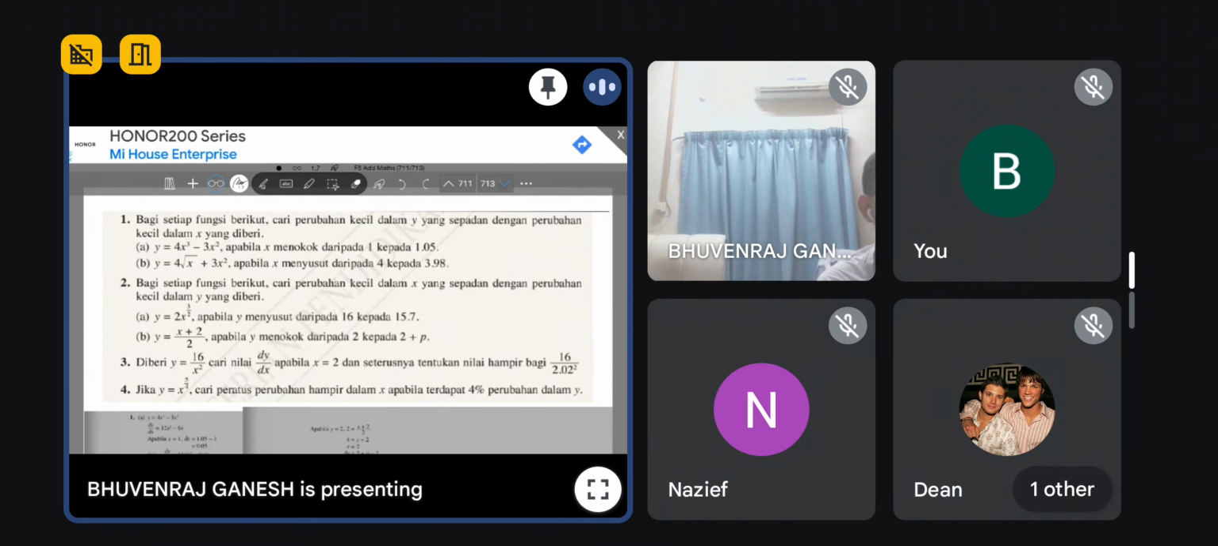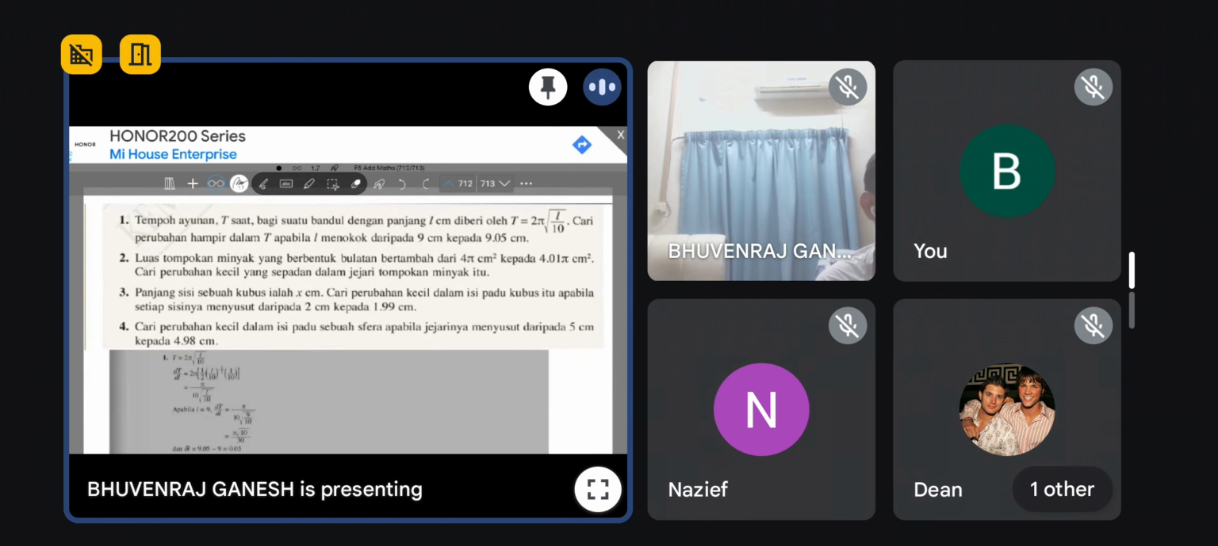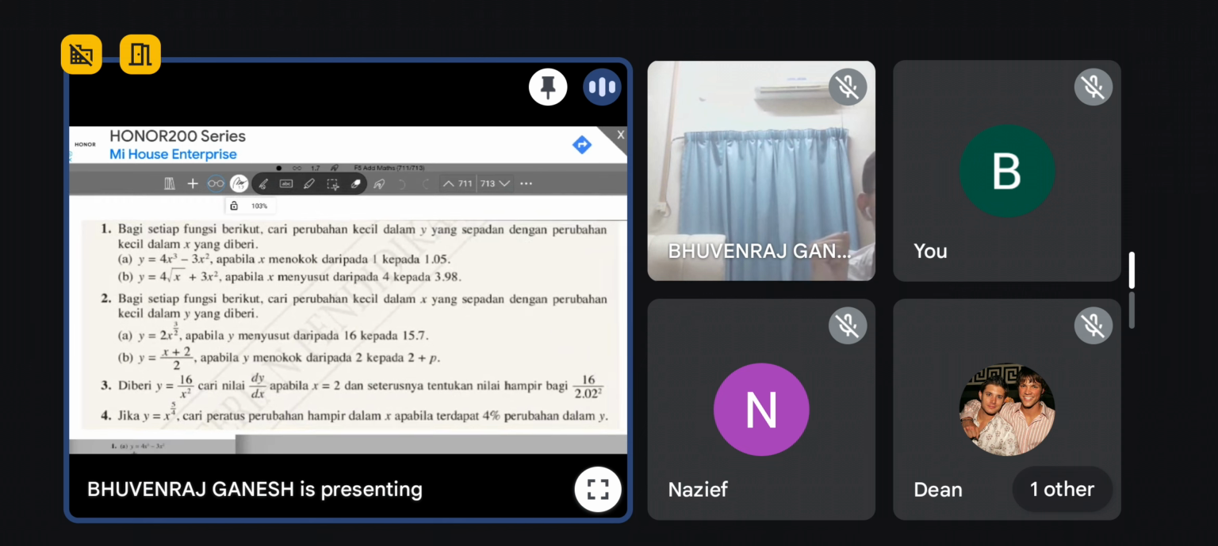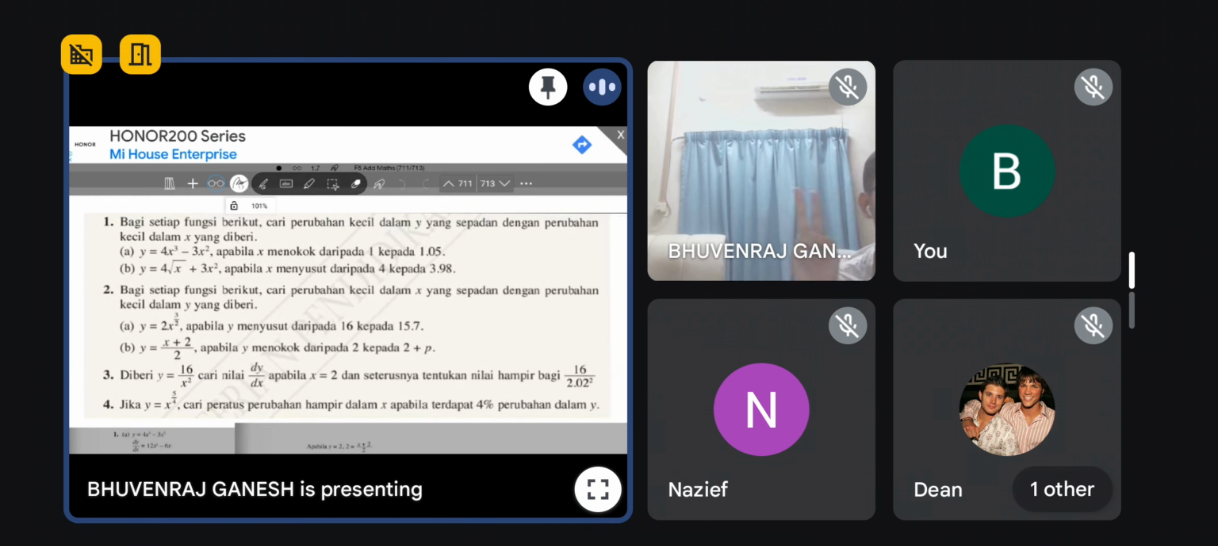So let me check and see. Few more only. For this one, I'll let you choose which one you want because they are repeating. So for question 1, do you want to discuss any particular question? This one is on small changes. Just now was rate of change. Now we come to the small changes part.